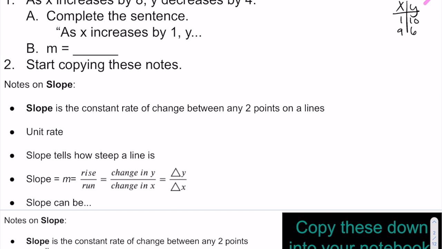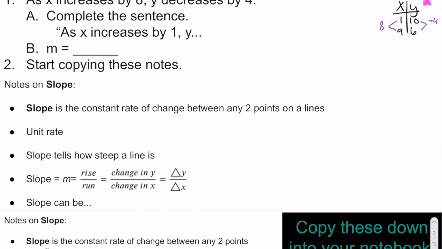So last class, we were working on unit rates and we had tables and we were exploring the tables to see what happened, how X and Y were changing. So in this table, as X increases by 8, Y we see went from 10 to 6, so it decreased by 4. So last class you guys would have written the sentence as X increases by 8, Y decreases by 4. And then you would have scaled that down into a sentence that started with as X increases by 1. So remember to do that.